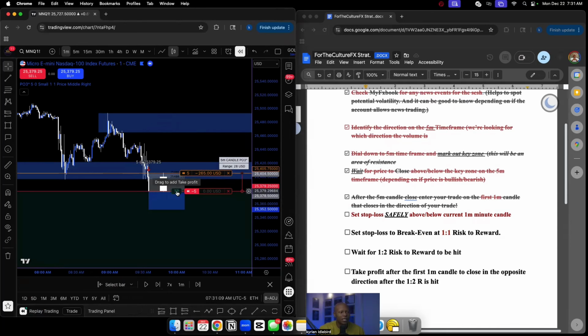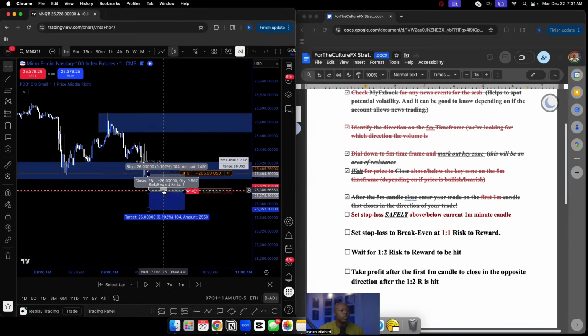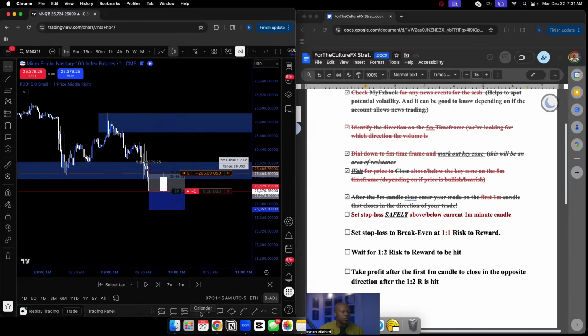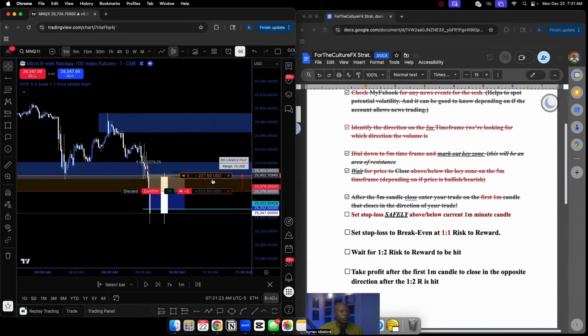So we're not going to set our actual TP, but we are going to use this short drawing tool to mark out our key area, right? So this is going to be rule of thumb at the 1-to-1. We're going to move stops to break even, right? Boom, 1-to-1 gets hit. We're going to move now our stop loss to break even.